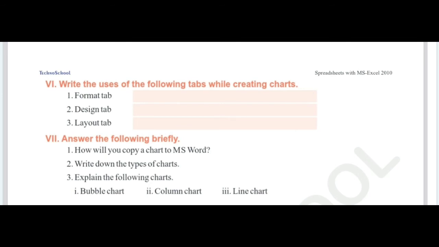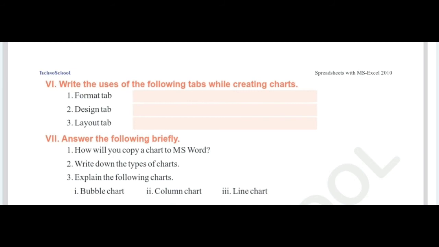Answer the following briefly. It's a simple exercise. I think you can give your own answers for these questions. How will you copy a chart to MS Word? Pressing Ctrl C and pasting with Ctrl V. Write down the steps of charts: go to the Insert tab and click the chart name; you can get it into your worksheet. Explain the following charts: bubble chart, column chart, line chart. I hope you know the answers. So complete these two Romans in your CW. Give your answers. Let me explain the next one.